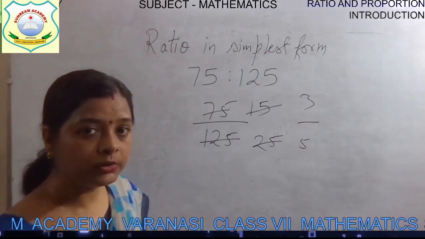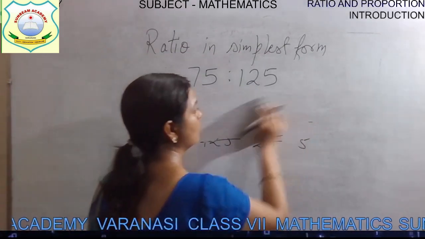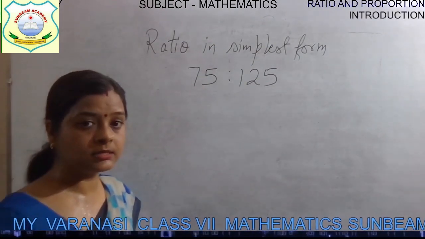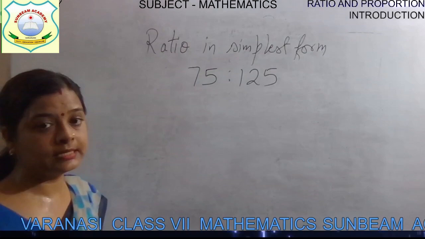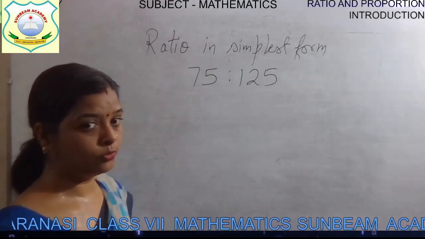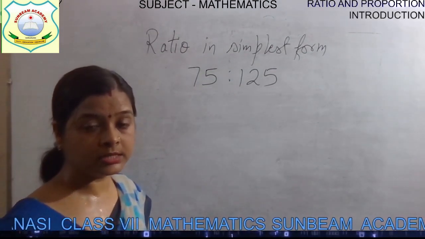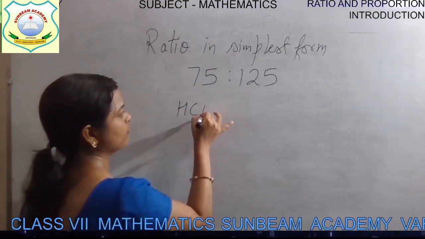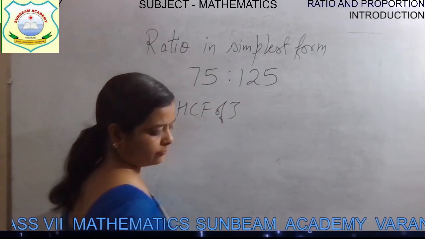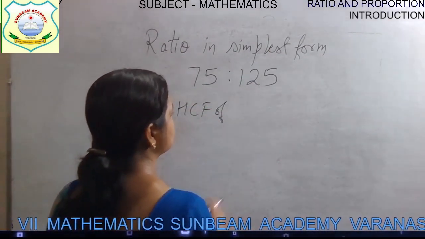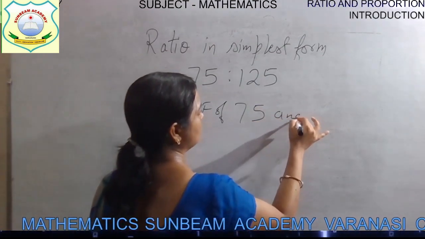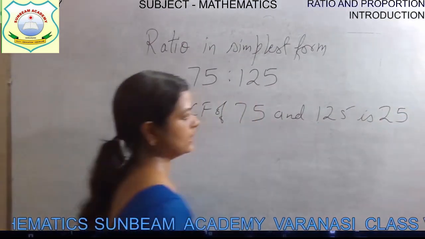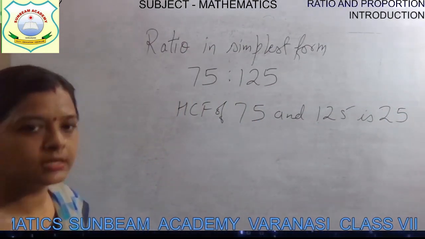Or what you can do, if it is a bigger number, then you will move in this way. No beta, it will spoil your time. And in maths, during the exams, you need time. So if you know the methods in which you can save your time, go for it. How? We will find the HCF of 75 and 125. It is 25. HCF of 75 and 125 is 25.